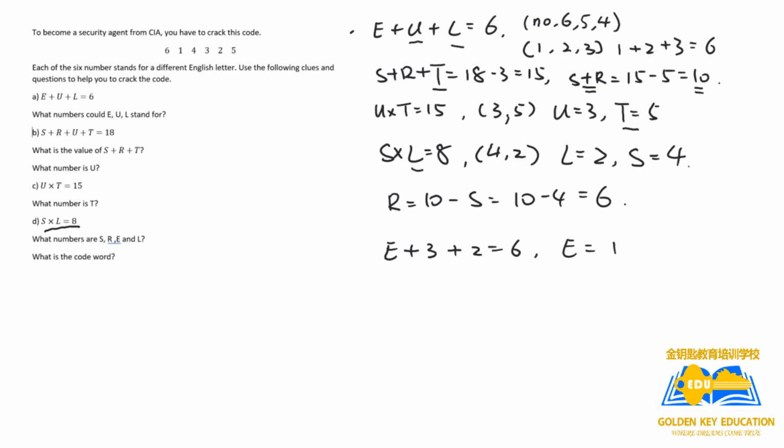So can we now crack the code? Yes, we can, because now we know 6, 1, 4, 3, 2, and 5. We have all the letters there. R is 6, E is 1, and obviously 4 for S, 3 for U, 2 for L, and 5 for T. And the code is RESULT.